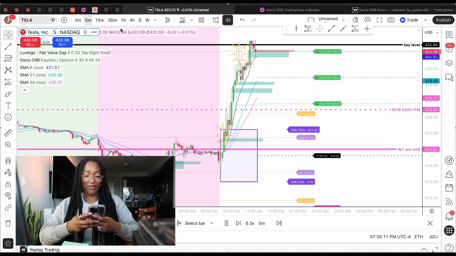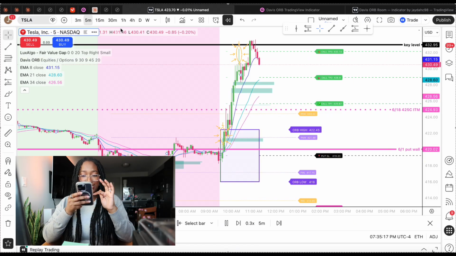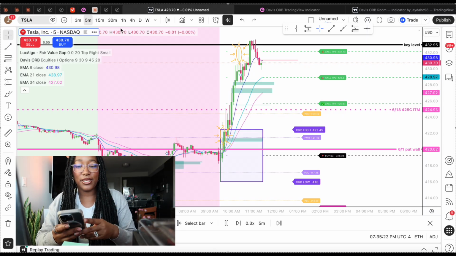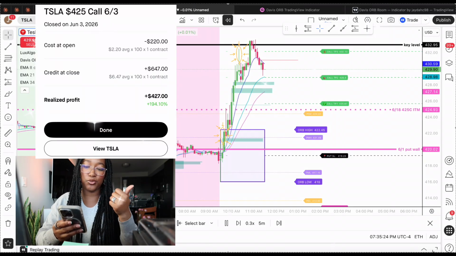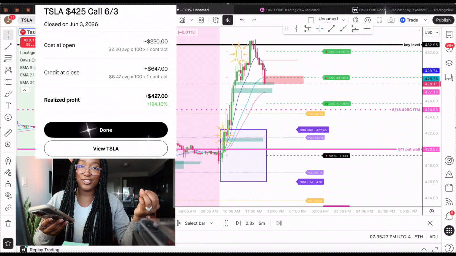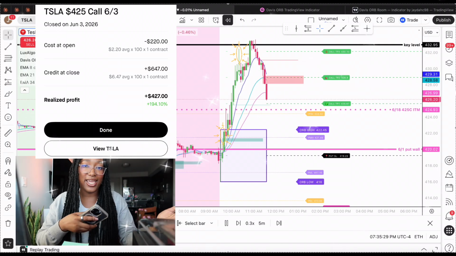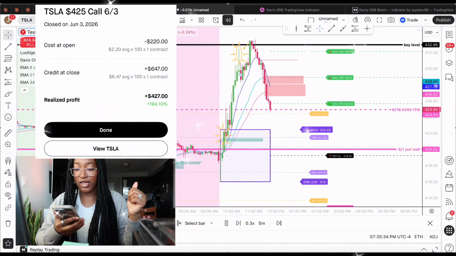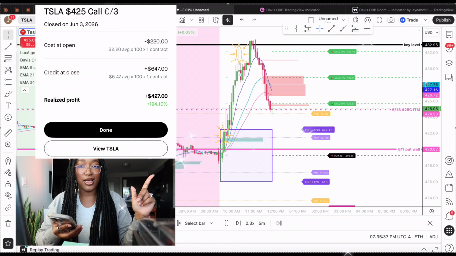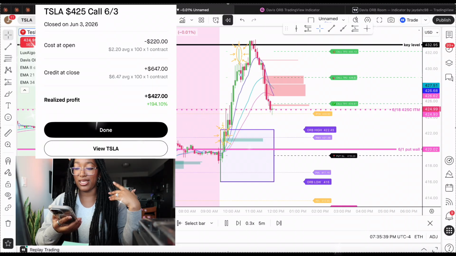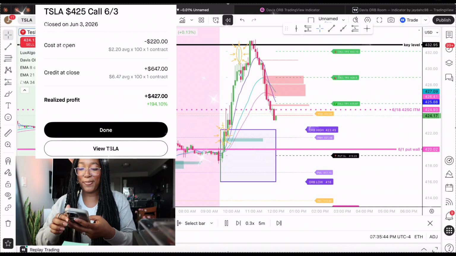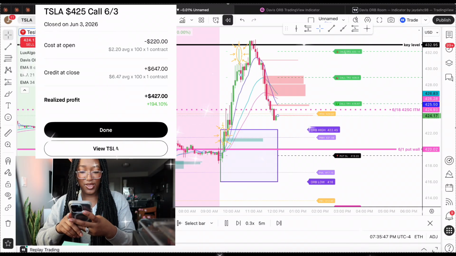And let's see what I made. I cannot remember. Let's see. What did I make today trading this contract? So I placed a Tesla 425 call with a June 3rd expiration, a 0 DTE contract, which means the contract was bought today and I have to close out of the contract before 4 p.m. I bought the contract for $220. I closed out the contract with $647, which means I made a profit of $427 with a 194% increase. So, whoop, whoop.